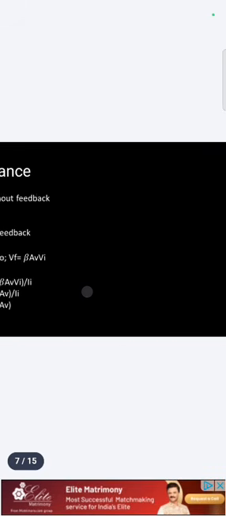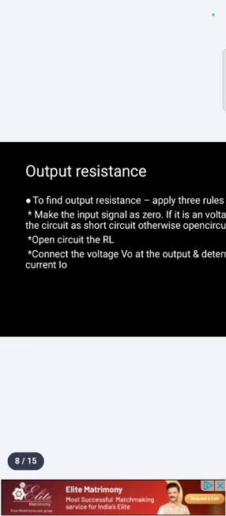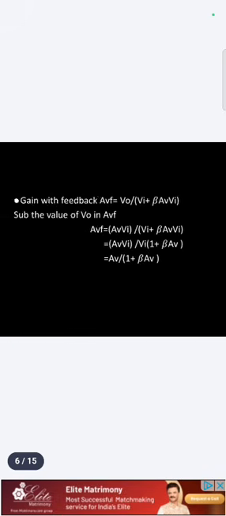Next one, output resistance. Initially I show the image. This is the input resistance. In order to analyze the amplifier, we are using the equivalent circuit. See the equivalent circuit. We have now completed the input resistance with feedback, RIF.